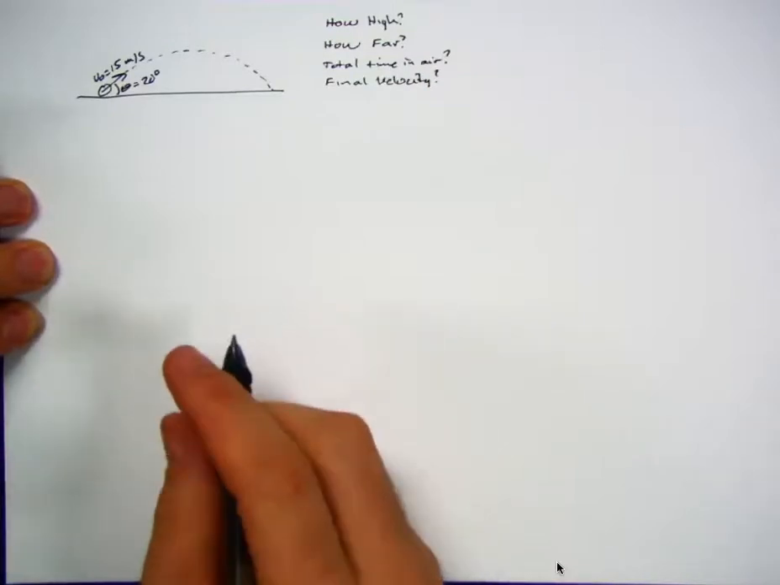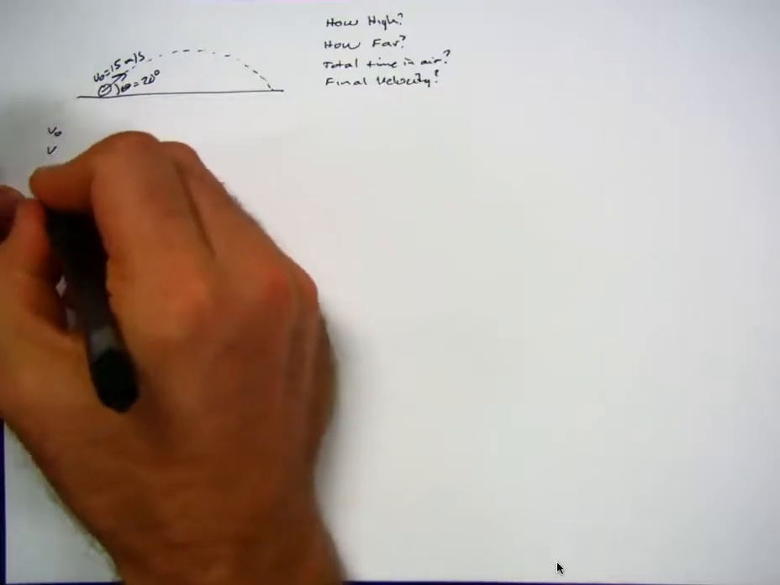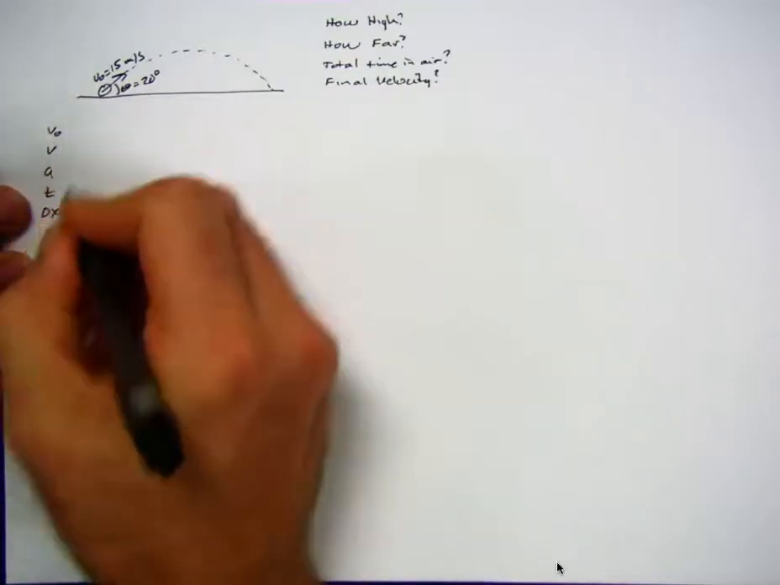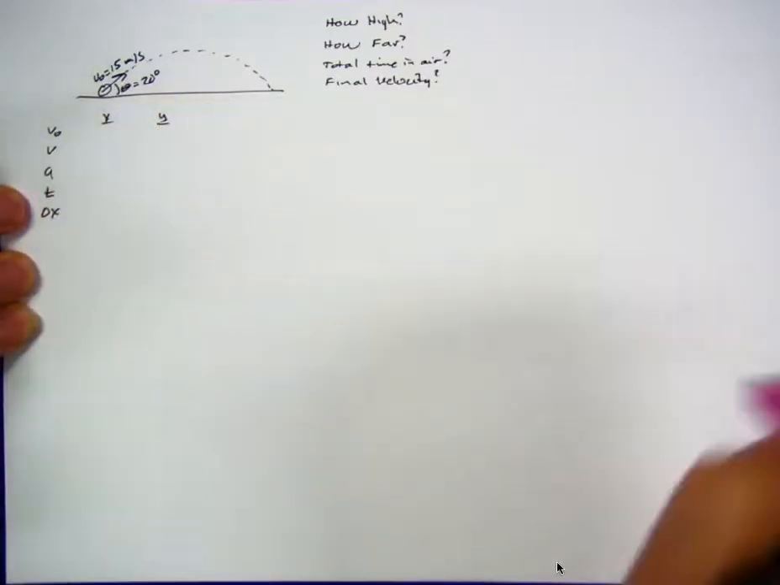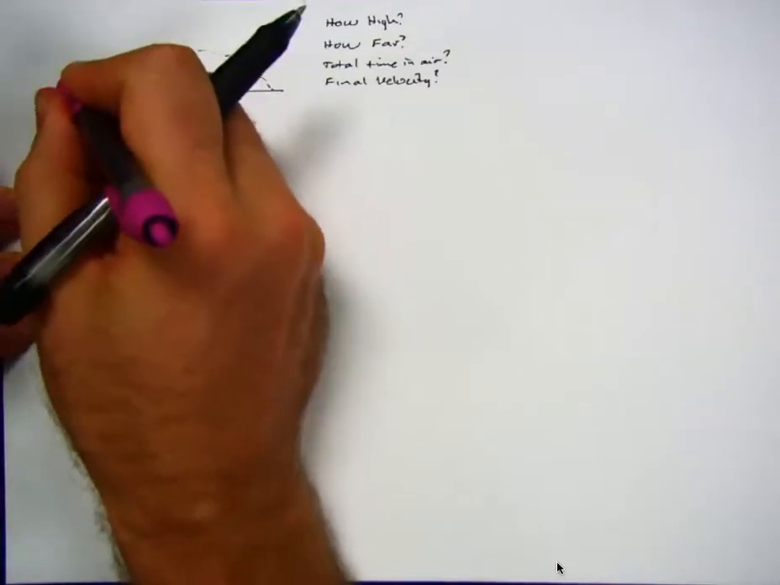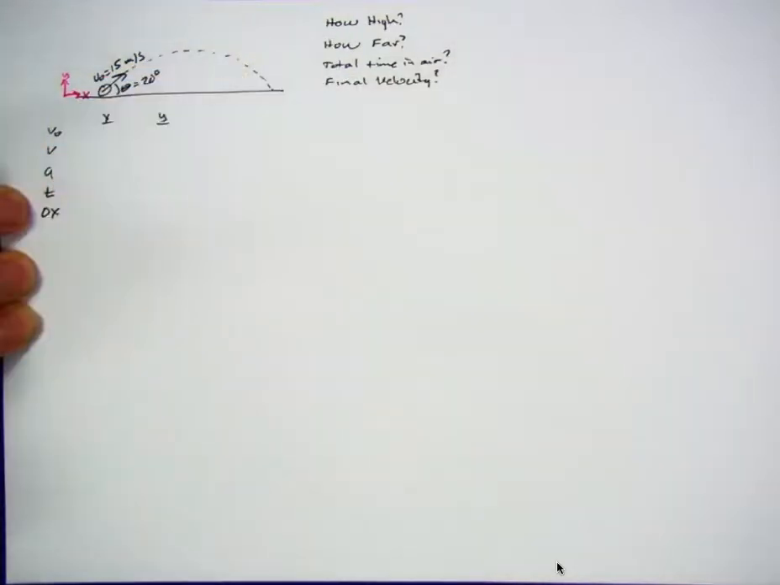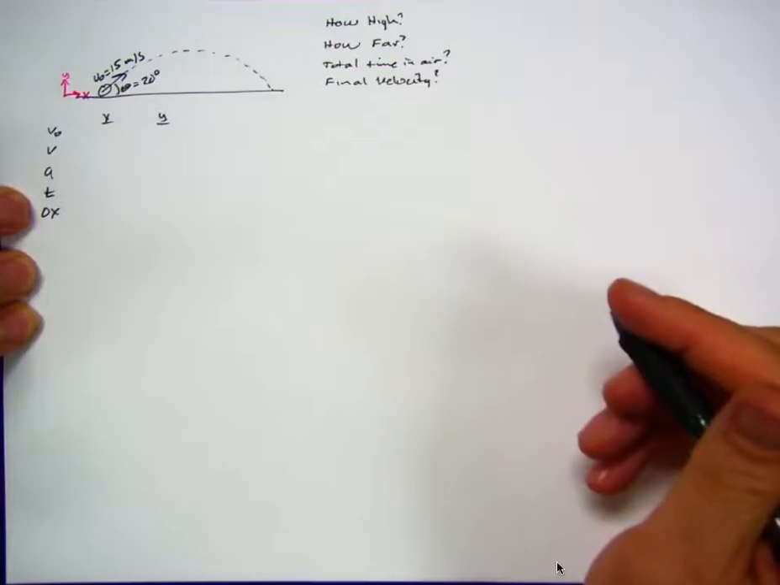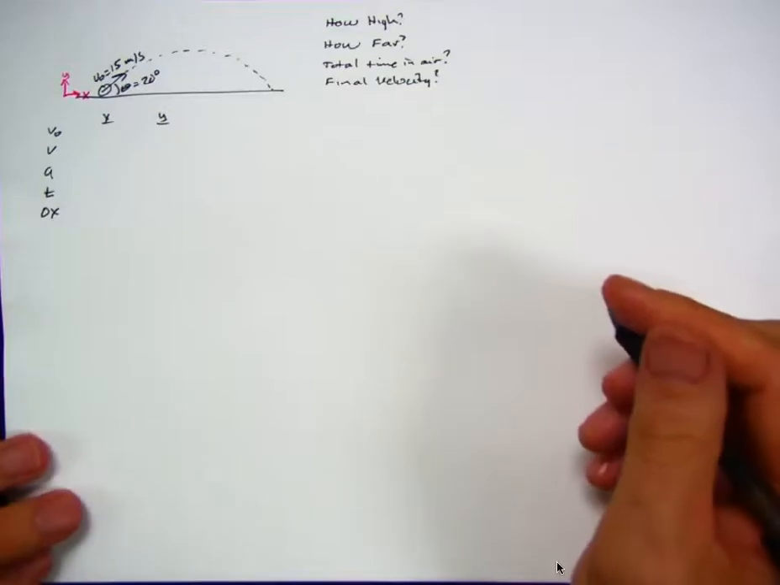We know that we need an x and y column, so v0, v, a, t, delta x, something for the x direction, something for the y direction. And since we have an x and a y column, I know that I'm going to need an xy coordinate system, just a regular coordinate system. And I immediately noticed that my v0, 15 meters per second, is not in the x or the y coordinate system. It's at some funny angle. So I need to break that up.